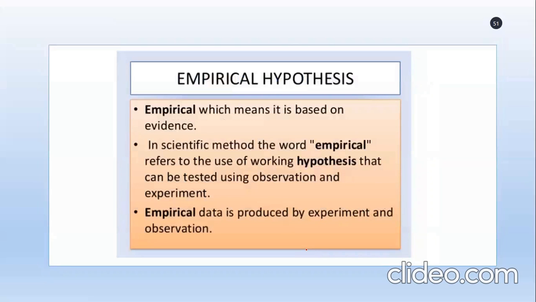Then, talking about empirical hypothesis. When we talk about empirical hypothesis, it's also called a working hypothesis. The word empirical is used for a working hypothesis that can be tested by observation as well as by experiments. So this data is produced by an experiment, or with the help of an observation. Empirical data is nothing but what is called the empirical hypothesis, which is also called a working hypothesis.